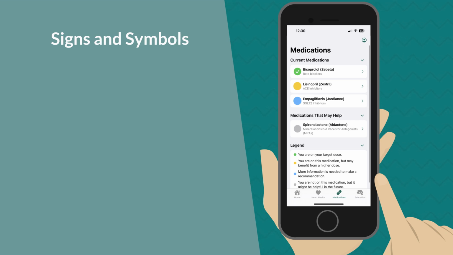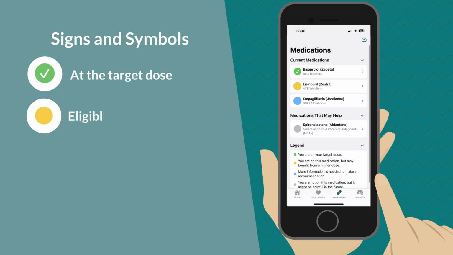Let's break it down. The green circle with a check mark indicates that you are at the target dose that best helps your heart. The yellow circle with an up arrow means you may be eligible to increase the dose of that medication. Consult with your healthcare provider for further guidance during your next appointment.